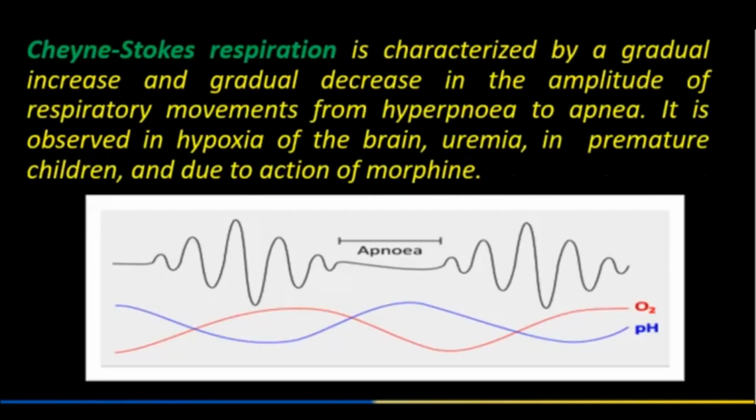Cheyne-Stokes respiration, or Cheyne-Stokes breathing, is characterized by a gradual increase and gradual decrease in the amplitude of respiratory movements, from hyperpnea to apnea. It is observed in hypoxia of the brain, anemia, in premature children, and due to the action of morphine.